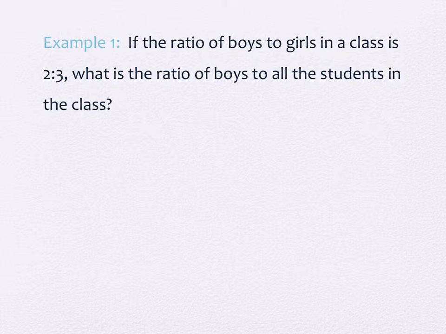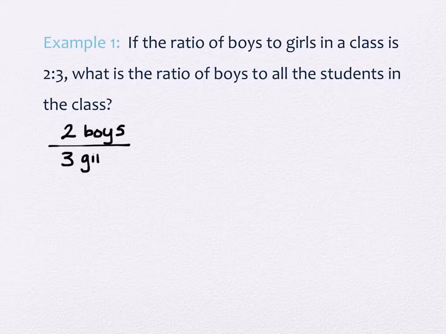So let's do an example. The ratio of boys to girls in a class is 2 to 3. What would be the ratio of boys to the whole number of students in the class, to all of them? Right, so I'm going to write it in fractional notation. So this is 2 boys if you sort of paired them up in groups with every 3 girls, right?